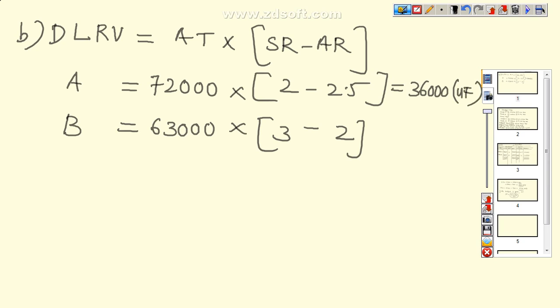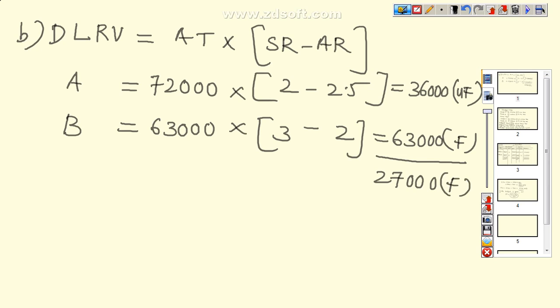And in case of grade B worker, it is equal to 63,000. Answer is positive, there we write favorable. Final answer, that is equal to 27,000 favorable.